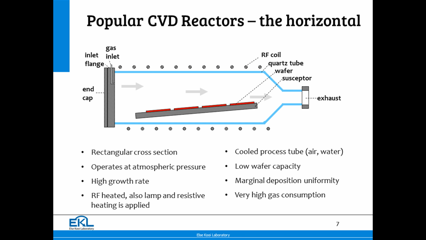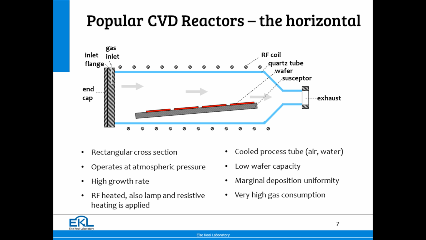How do we do it? In a CVD reactor. CVD stands for chemical vapor deposition. In principle, a quartz process tube, rectangular, and in the tube is a slab of carbon. And if you want to work clean, the carbon slab is coated with, for instance, silicon carbide.